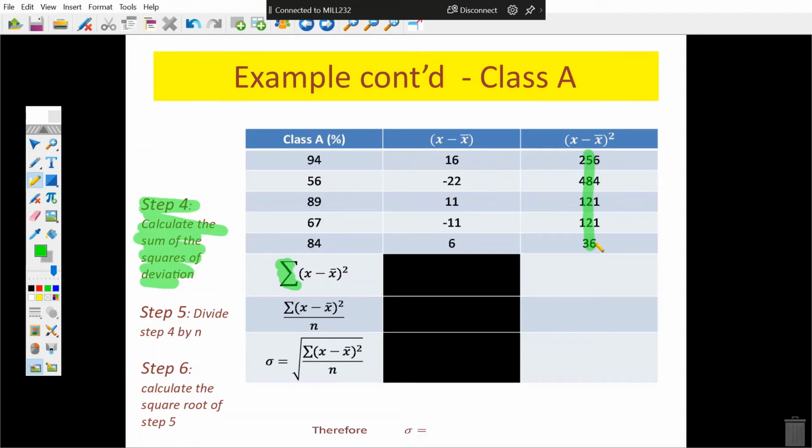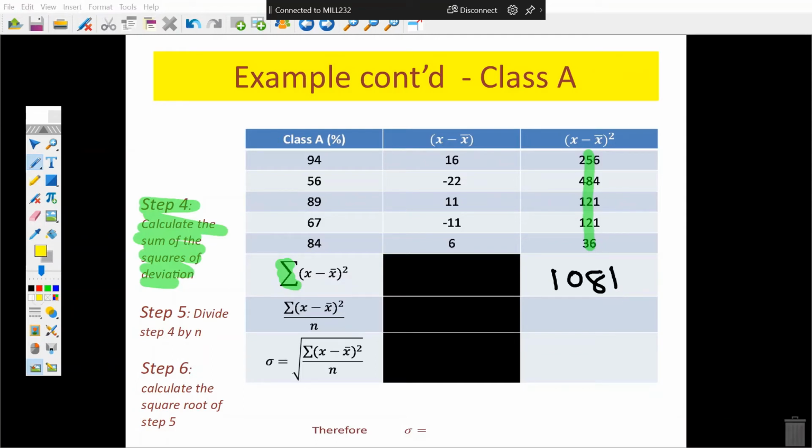256 plus 484 plus 121 plus 121 plus 36 equals 1,081. Okay?